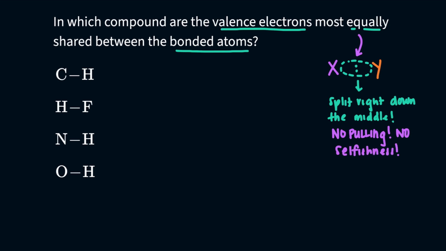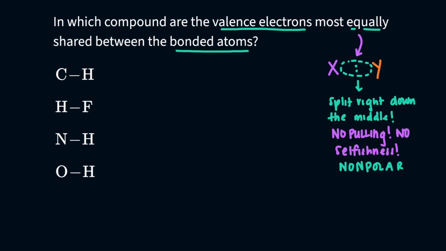So that means that we don't want an atom to be greedy. We don't want the atom to attract these electrons. We don't want the electrons to be pulled towards the Y or pulled towards the X. We want them beautifully right down the middle. This type of bond is called a non-polar bond.